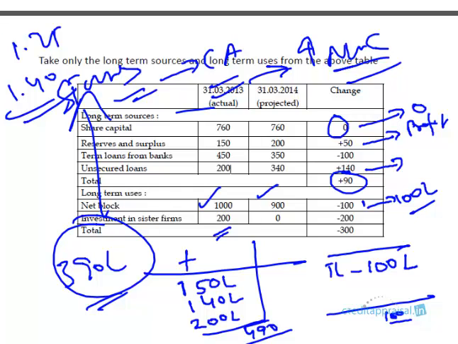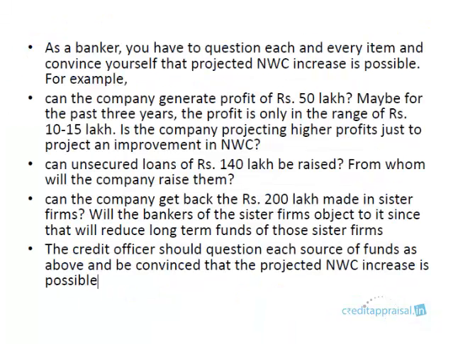Okay. Now, as a bank, you have to question each and every item of the surplus, the 390 lakhs which you obtained. You have to question each and every item. That is a duty as a credit officer.